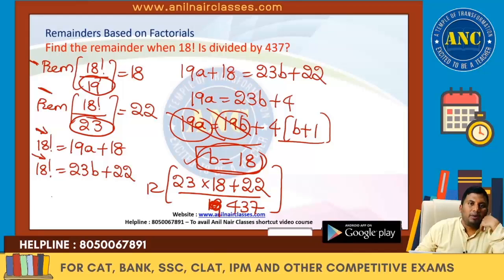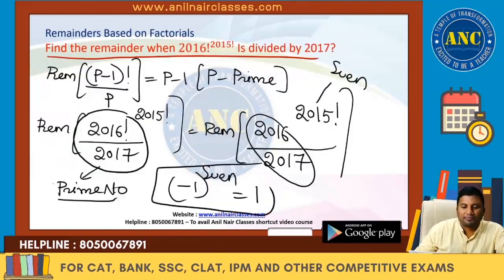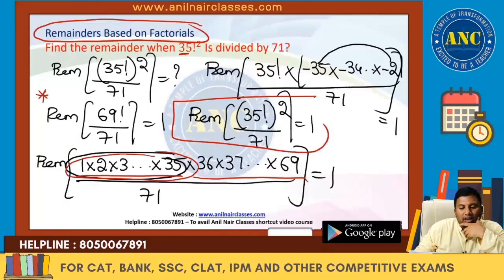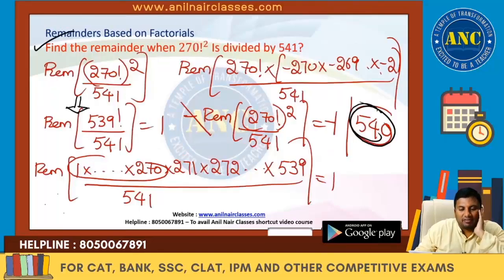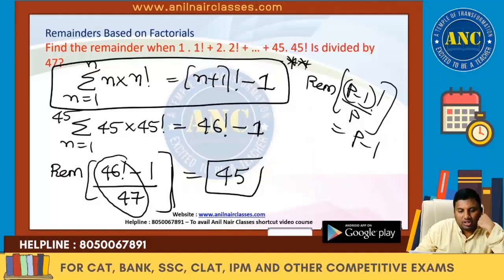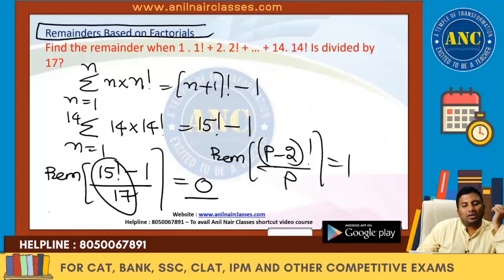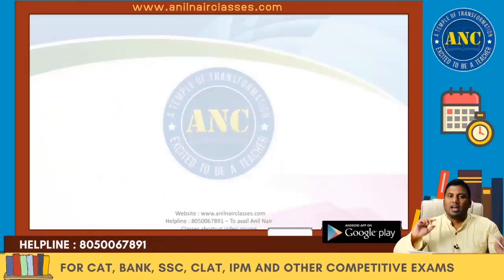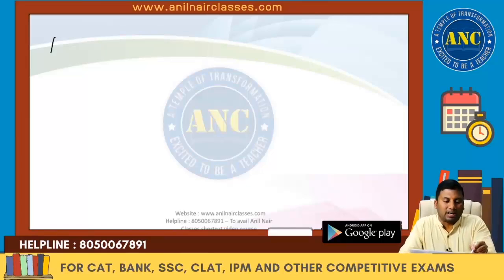What if the denominator is a product of two prime numbers, 19 and 23? What if the number is of the form p minus 1 by 2 factorial whole square divided by p? 71 minus 1 is 70 by 2, which is 35 factorial. Another three questions: summation n into n factorial is n plus 1 factorial minus 1. Questions based on this one. I hope the entire concept is clear, right?